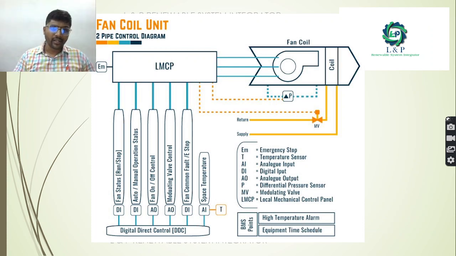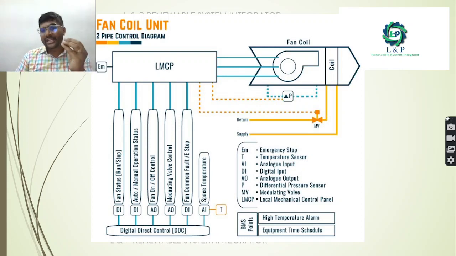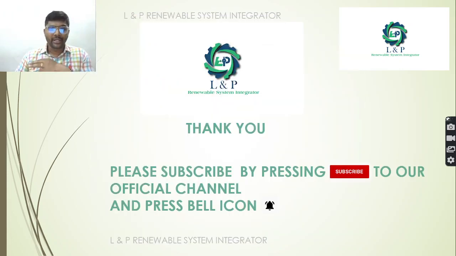As you can see here, with the help of our building management system controllers, we will monitor the temperature, we will monitor the run status, we will monitor the on-off status, and we will command the fan output also. We also have the modulating valve control, and even if any alarms occur, we can trigger them out.